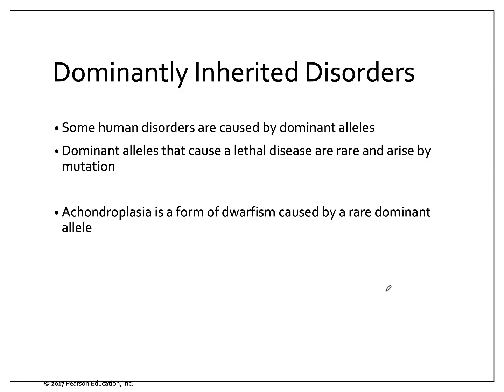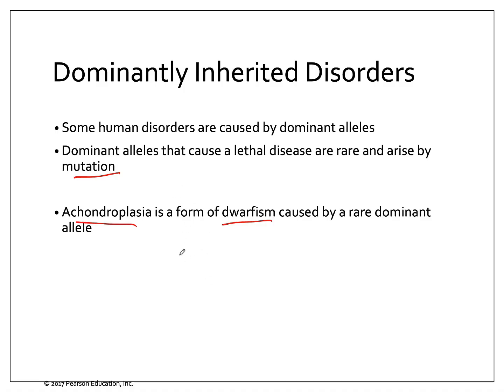Other disorders can be inherited with dominant alleles. These are generally rare, and they usually arise by some kind of mutation. So, for example, achondroplasia is a form of dwarfism. There's several different types of dwarfism. This is just one of them specifically.